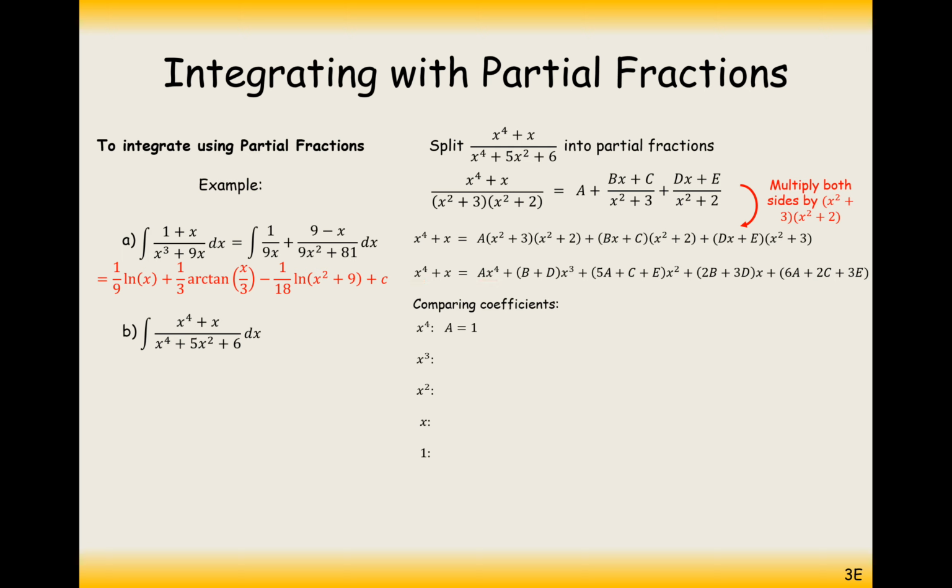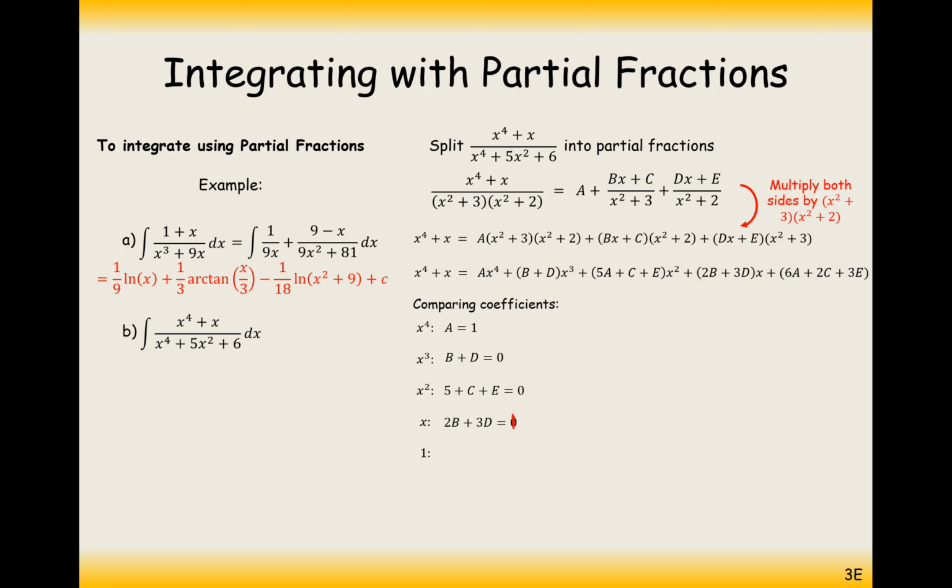The x cubed term will just be b plus d, but there's nothing on the left hand side on the x cubed term. So it will just be b plus d will equal nothing or 0. On the right, the next one will be 5a plus c plus e, and there's no x squareds on the left, so that x squared term should equal 0 or nothing. On the x term, I have 1 on the left hand side. I have one of those x's, and I've got 2b plus 3d on the right hand side, so that should equal 1 there.